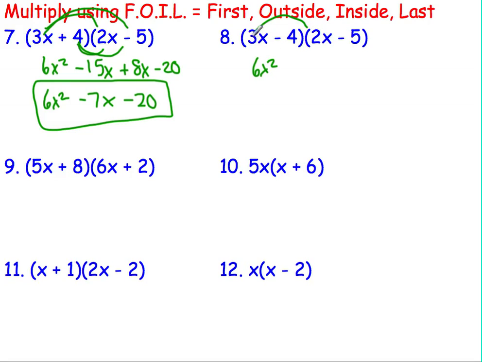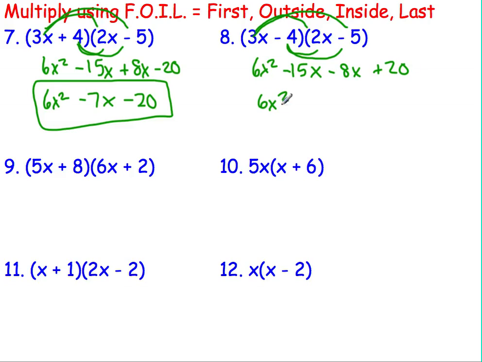That's the first terms. The outside terms, that's 3x times negative 5, that's negative 15x. I'll have the inside terms, that's negative 4 times 2x, that's negative 8x. And I'll have negative 4 times negative 5, that'll give me a positive 20.